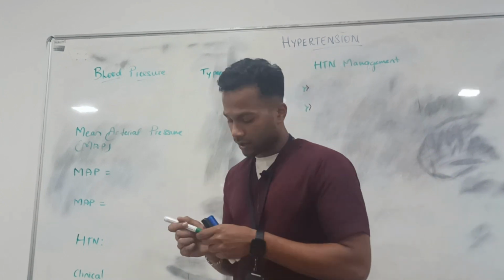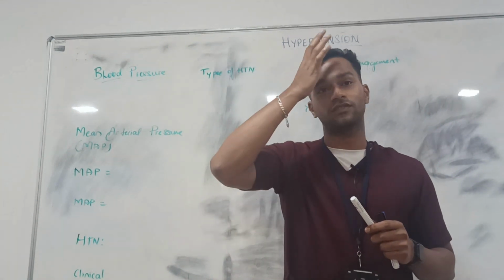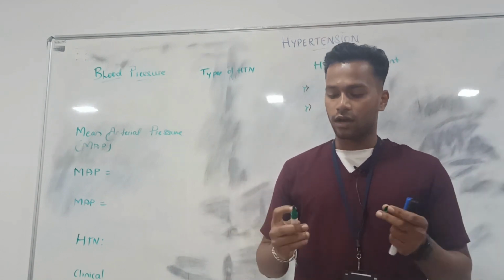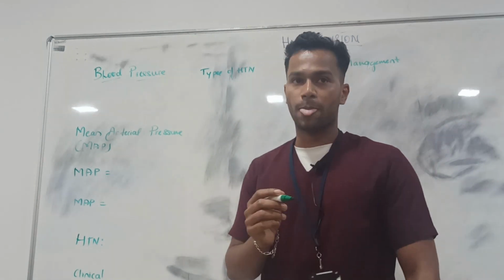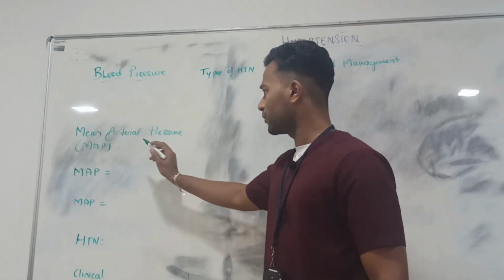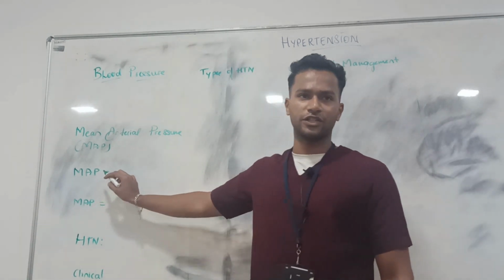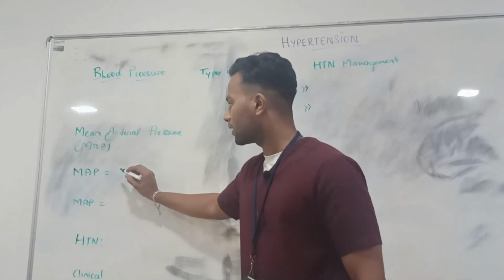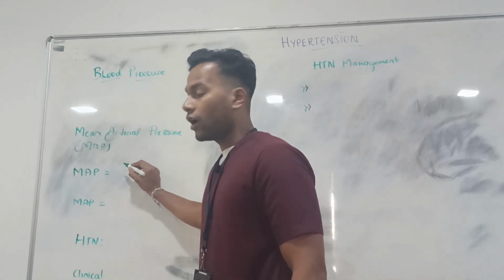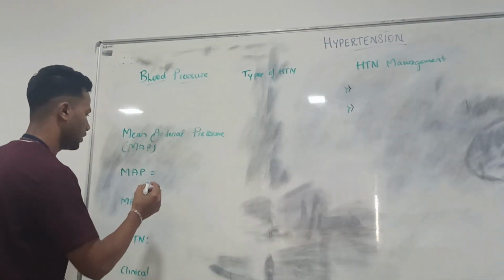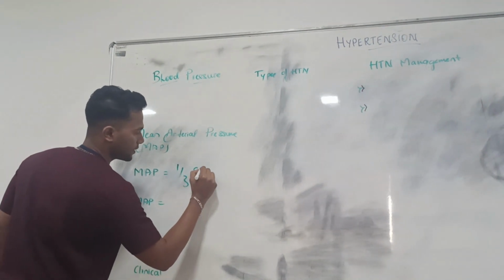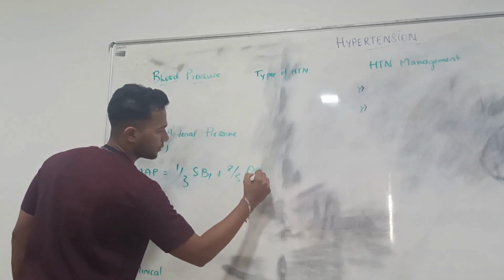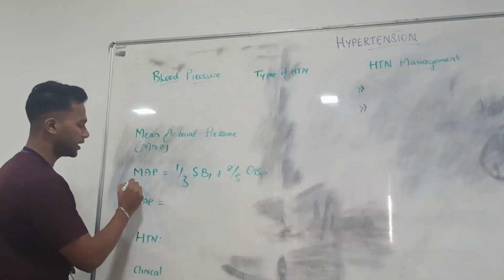Then I'll talk about the pathophysiology of hypertension. Usually it is unknown, to be frank. When you talk about primary hypertension, there can be various reasons. Before that, I want to talk about mean arterial pressure. Mean arterial pressure can be considered as BP. The formula is 1/3 of systolic blood pressure plus 2/3 of diastolic blood pressure. This is the mean arterial pressure, which is used.